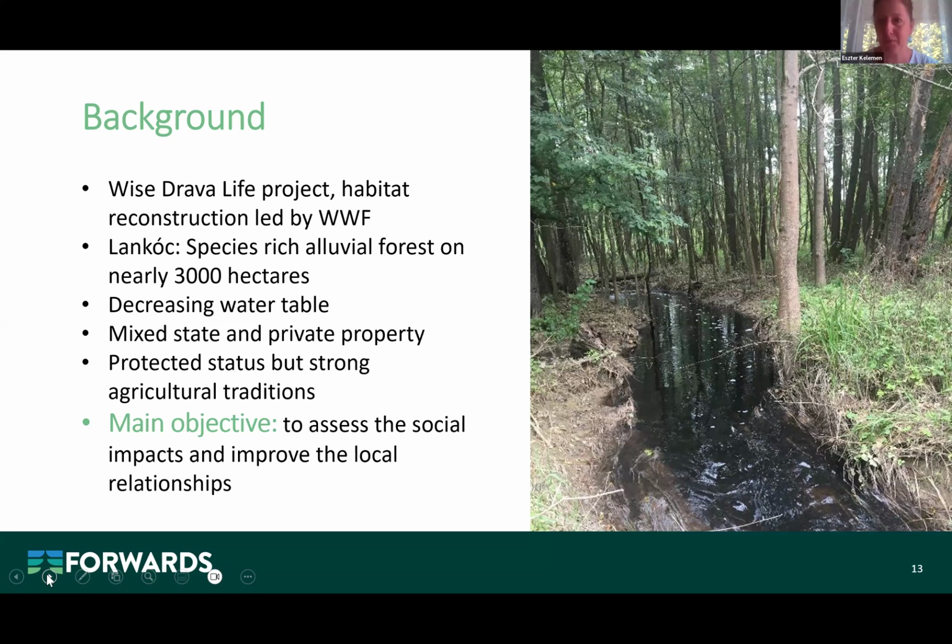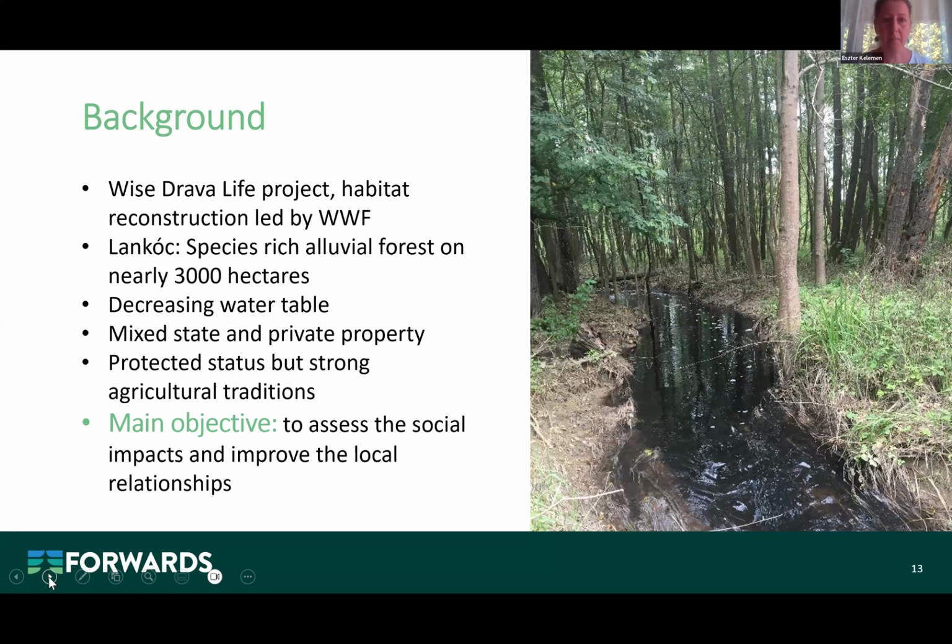So part of the forest is state-owned, part is managed by the national park, part is managed by a state forestry company, and then there is a part which is in private ownership, managed by private forest managers. This fragmented ownership structure makes it difficult to coordinate actions locally. And even though there is a protected status of the forest, productive forestry or forest management has strong traditions in the region. So the objectives of the local landowners are a little bit contradicting to the nature conservation objectives.